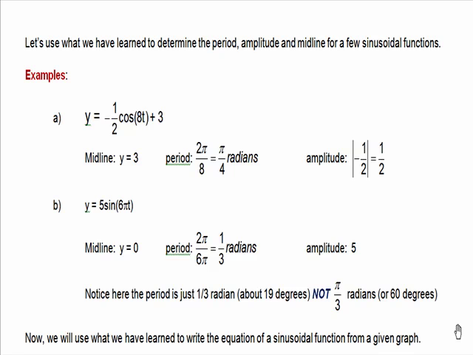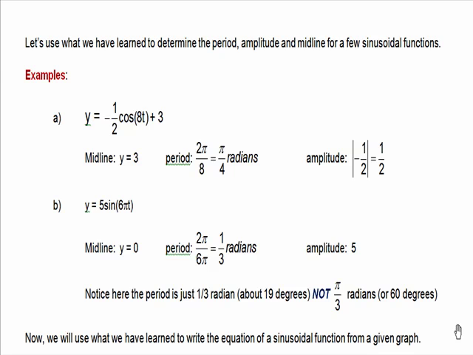In order to get the period, remember we do 2 pi divided by b, and in this particular example, b is the 8, so we do 2 pi divided by 8, which is pi over 4 radians, and that's actually a nice angle, that's 45 degrees. And then lastly, our amplitude, remember, is the absolute value of the stretch in front of the trig function. So it's the absolute value of -1/2, so our amplitude is 1/2.